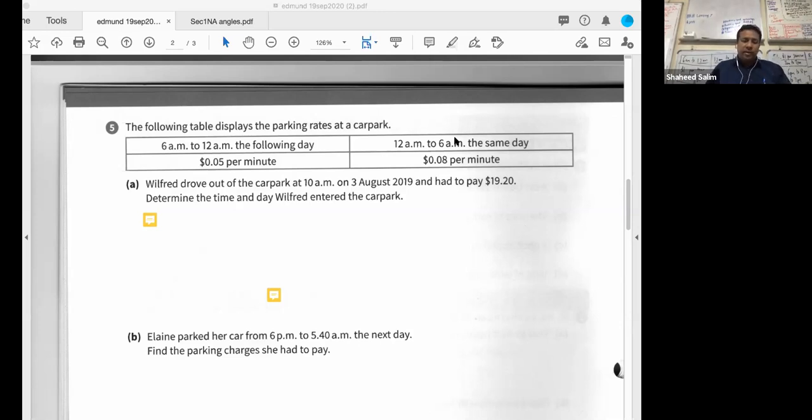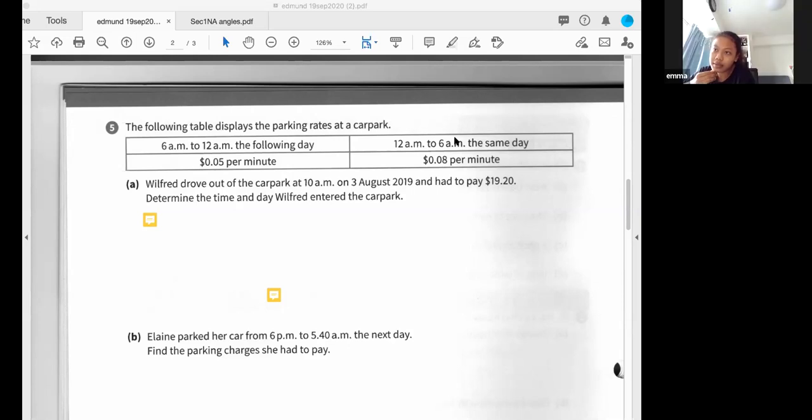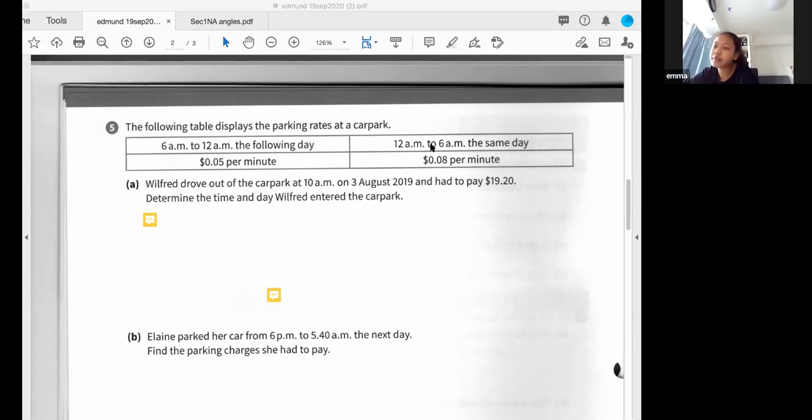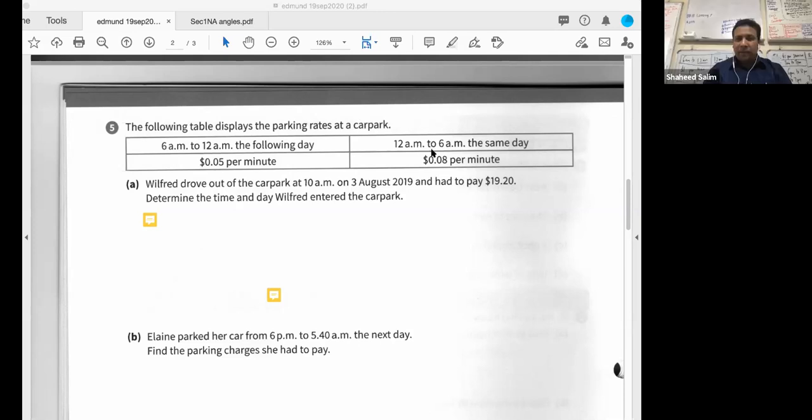$12, right? So 720 left. How many minutes? 1 hour and 30 minutes. Good. So you got to go backwards now. 6 a.m. Go 1 hour and 30 minutes behind. Okay, go 1 hour behind. What time? 5 a.m. Go 30 minutes behind. 4:30. 4:30 a.m. That's your answer.